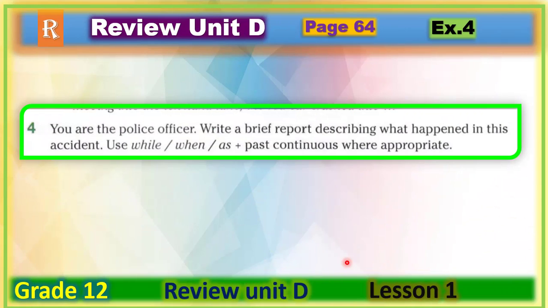Exercise number 4. You are the police officer. Write a brief report describing what happened in this accident. Use while, when, as, plus past continuous where appropriate. You are going to write a report about the accident in exercise number 3, and you have to use these words, while, when, as, and the past continuous after them. Take your time to write your report, and when you finish, play the video again to check your answer.